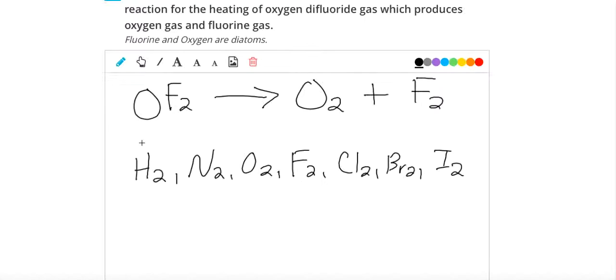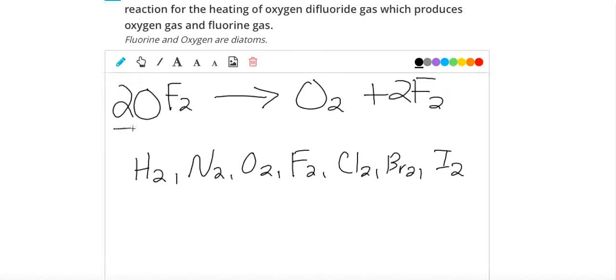All right, so now let's go ahead and balance. I have 1 oxygen and 2 oxygen, so I'm going to put a 2 right here. That fixed the oxygen, but now I broke the fluorine. So 2 times 2 is 4. I only have 2 over here, so I make that a 2. So I check and make sure I'm good: 2 oxygen, 2 oxygen. 2 times 2 is 4 on the fluorine, 2 times 2 on the fluorine.